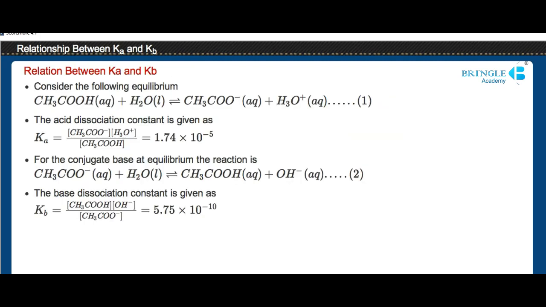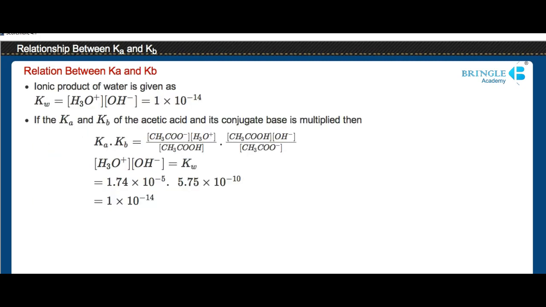Consider the equilibrium reaction of acetic acid. The relationship between Ka and Kb for the respective reactions is depicted in the given equations. Kw value can be calculated from the Ka and Kb values.